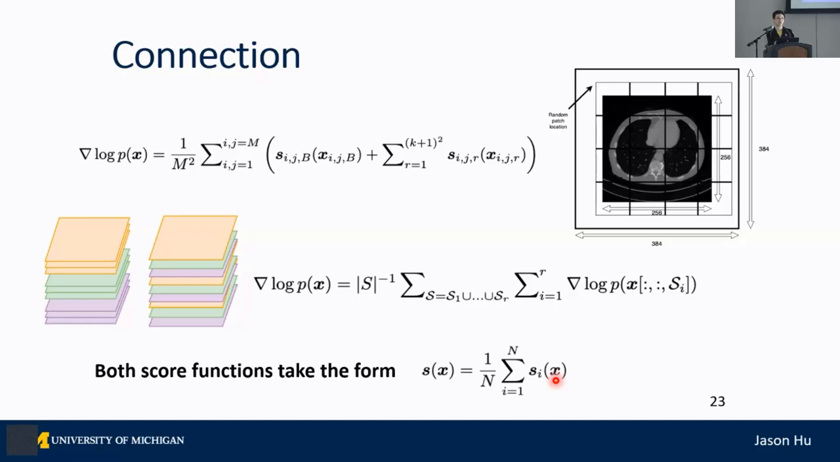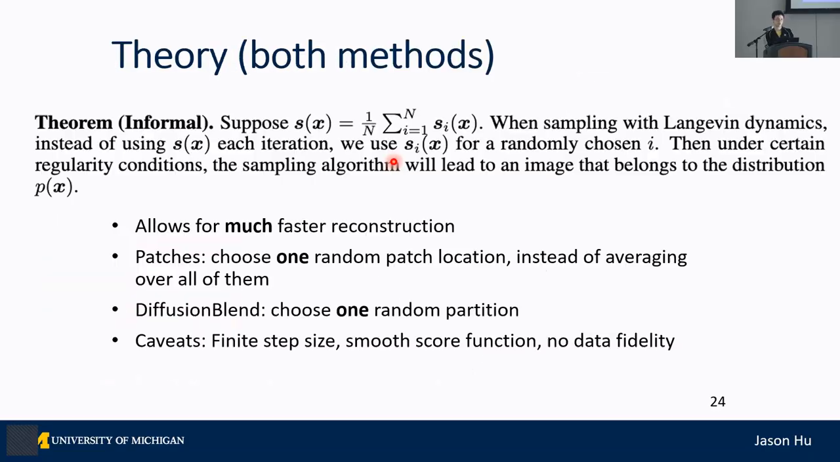There's also a connection here to ordered subsets, which have been an idea in medical imaging reconstruction. But there's this very important theorem, which is similar to stochastic gradient descent: if we're sampling with Langevin dynamics using the score function, instead of using the whole average, we can simply use a randomly chosen S_i of x at each iteration. Then, making some assumptions, the sampling algorithm will lead to an image with the same distribution as if we were to use the entire S of x. This is very similar to SGD, because in SGD, instead of using the entire data set, which is very large, we can simply choose one random data point to perform our gradient descent.